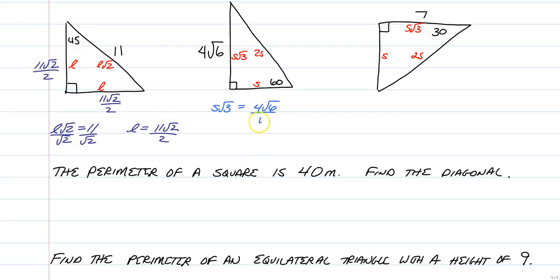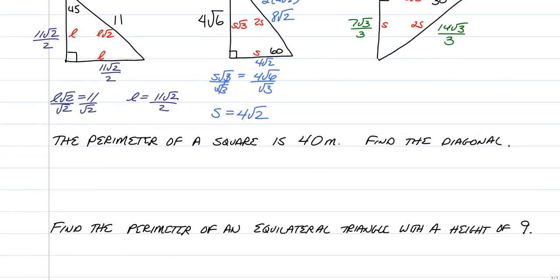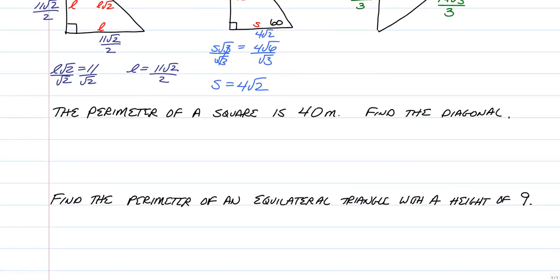When you divide both sides by the square root of 3, we end up with s is equal to 4 root 2. So we have 4 root 2 for s and 8 root 2 when we multiply the 4 root 2 by 2. Okay? And the last one over here, we needed to divide both sides by the square root of 3. That would give you 7 root 3 over 3 for s and 14 root 3 over 3 for 2 times s.